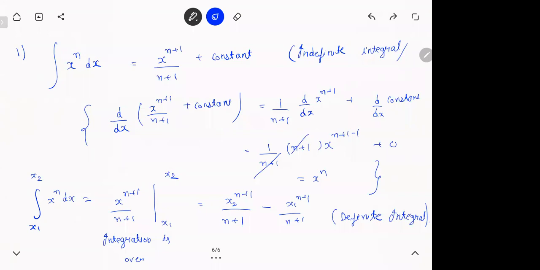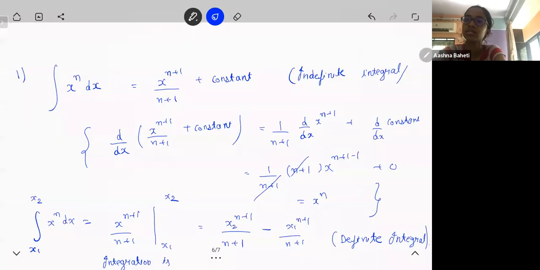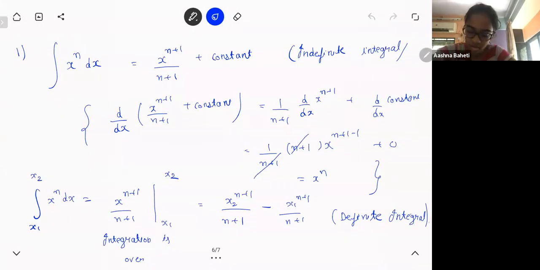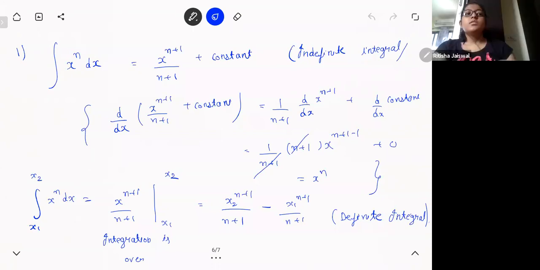Done. So let me show the example. Sir, can you go back to the previous page? Sir, I didn't understand why we added that constant in the indefinite integral.